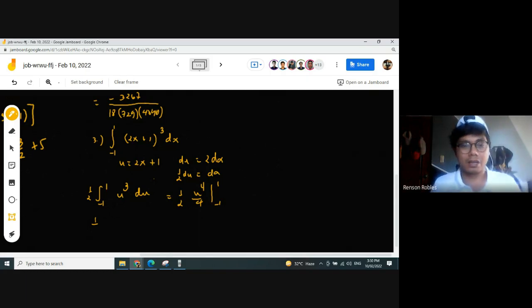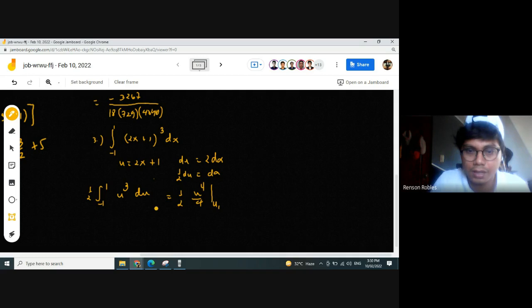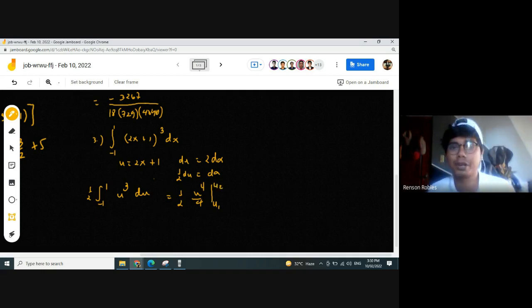Pwede pa rin naman. No? But you have to look for the value of u whenever x is equal to 1 and whenever x is negative 1. So it will look like this. Instead of negative 1 to 1, you'll have u, say, lower limit, u1, and then u2. So u1 stands for the lower limit and u2 stands for the upper limit.